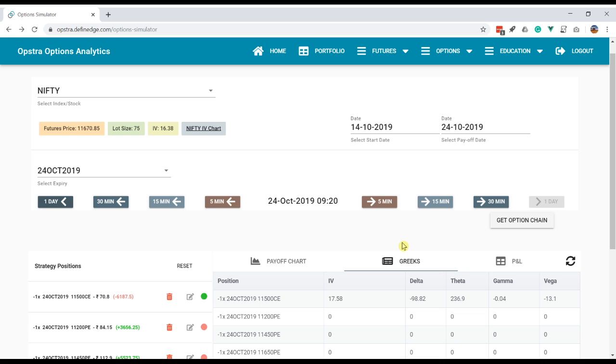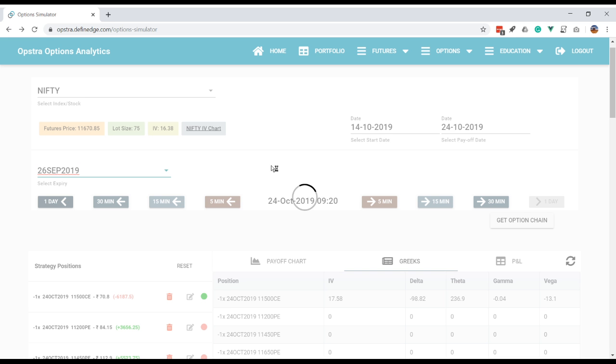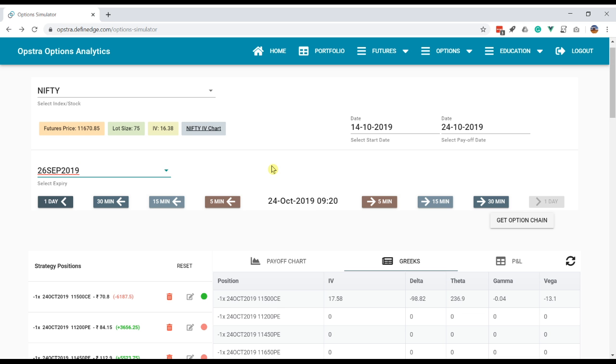So this is how you learn how to repair the strategies. You can go back in time. Let's say how you would have managed on the day when Nirmala Sitharaman declared that the corporate tax is going to go down, when there was a huge rally in the NIFTY. You could go back in time to a September expiry and check how you would have managed these particular strategies on that particular day, right? You can do all that kind of stuff using this option simulator.